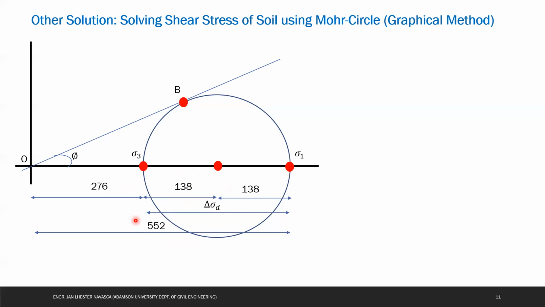So that's our given. So we can now solve our problem. Okay. So problem 1 is find phi. Okay, find the angle phi. So I draw a line here. From the major principal plane and the failure plane, that is 2 theta, and you have this value r, which is the radius of your Mohr circle.